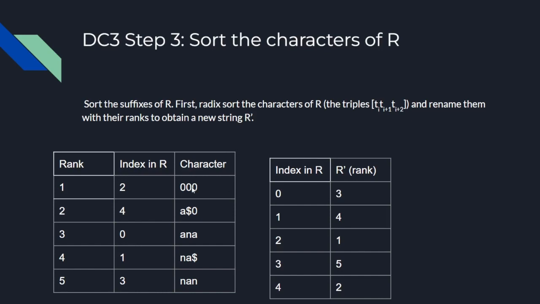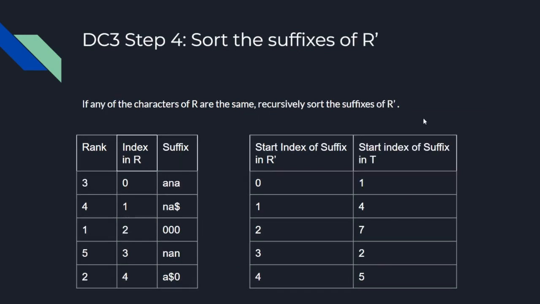So the blank suffix is ranked number 1. Then we rank the ones that start with A. And the dollar sign goes before any other normal alphabetical character. Then we go to the next A and continue onwards. And we got the ranks and their indices in R. After that, we can sort the suffixes of R. And if any of the characters of R are the same, we have to recursively sort them. In our case, since none of them are the same, we don't have to.